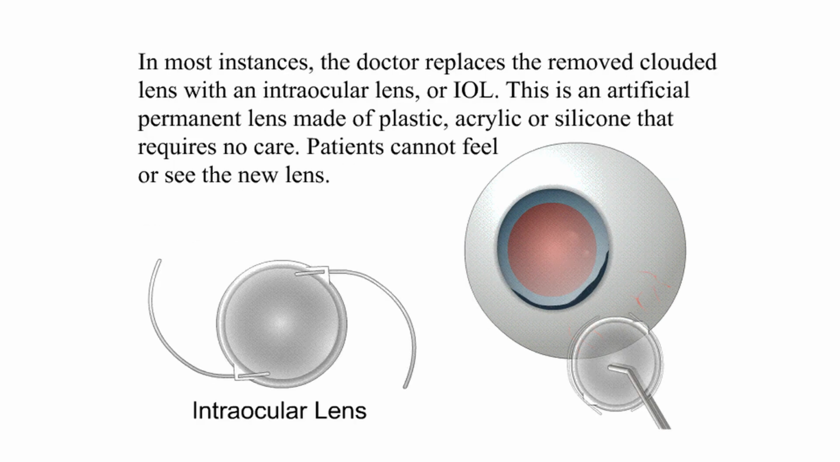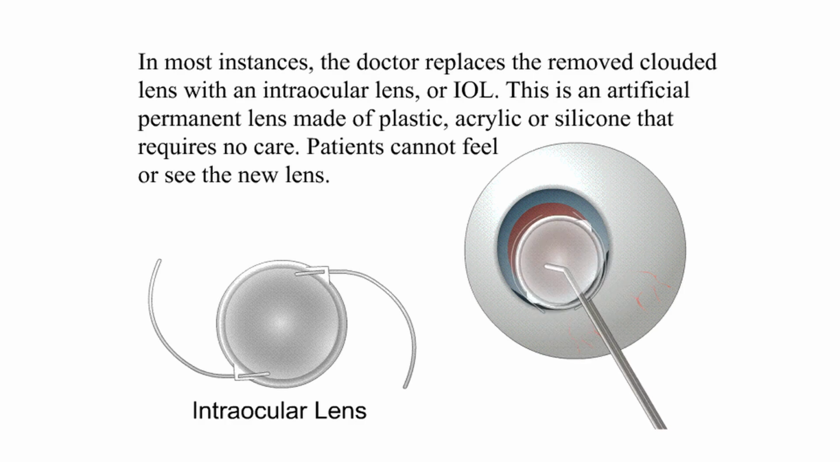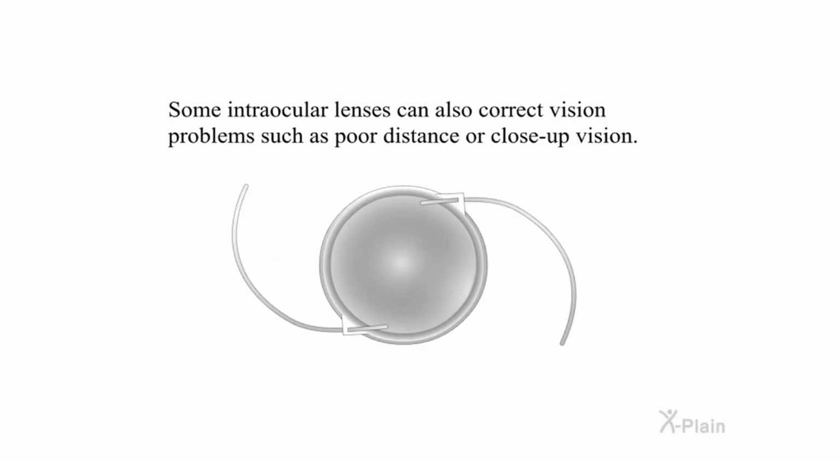In most instances, the doctor replaces the removed clouded lens with an intraocular lens, or IOL. This is an artificial permanent lens made of plastic, acrylic, or silicone that requires no care. Patients cannot feel or see the new lens. Some intraocular lenses can also correct vision problems such as poor distance or close-up vision.